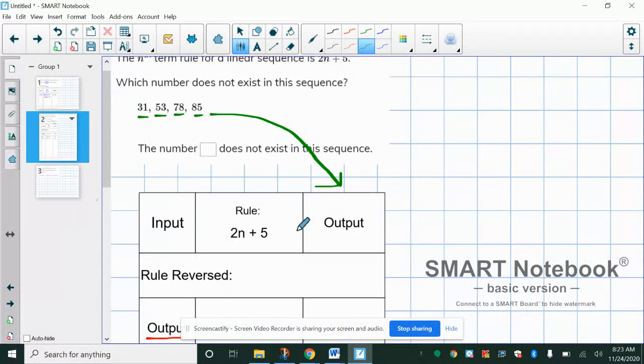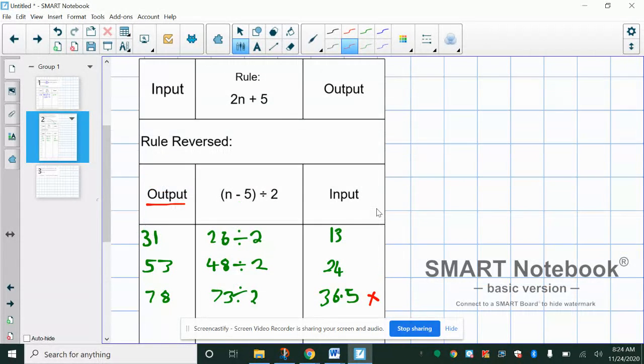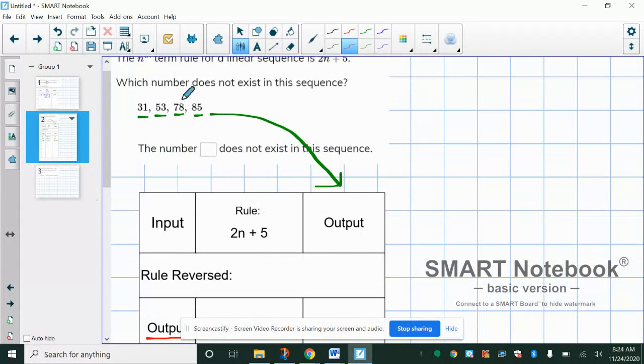The next number to investigate is 78. So let's do 78. 78 subtract 5 is 73. Now we have 73 divided by 2. Now that is not going to give us a whole number. That's going to give us 36.5. So we have identified, by the looks of things, the number that is not a valid input and output. In this case, we look to have identified 78. So I would propose 78 as my answer.